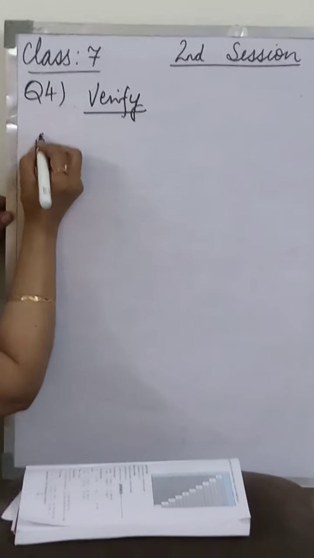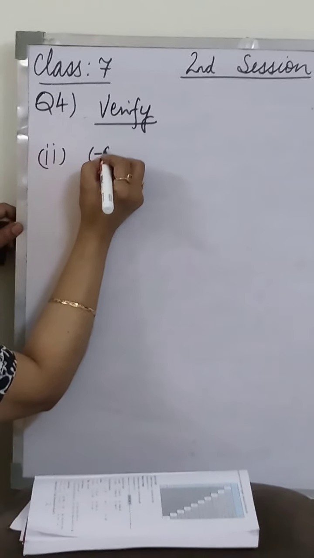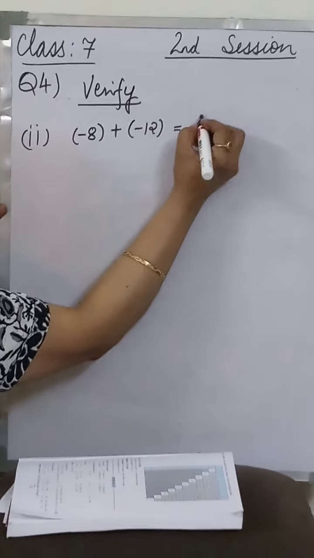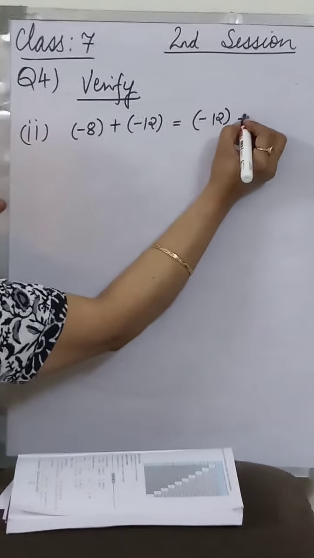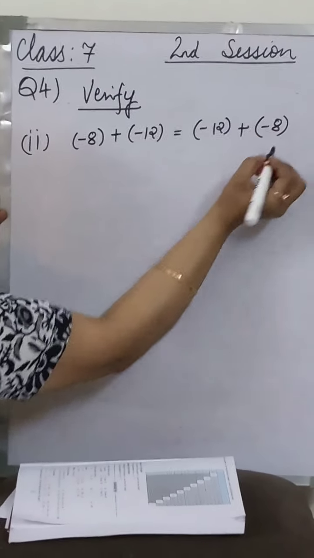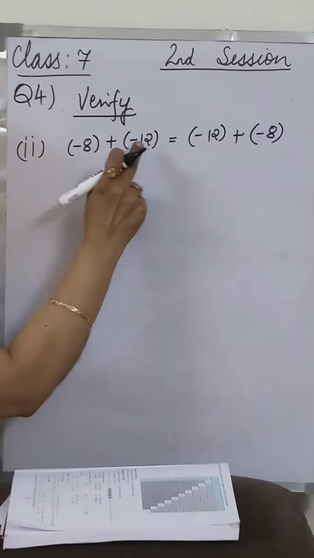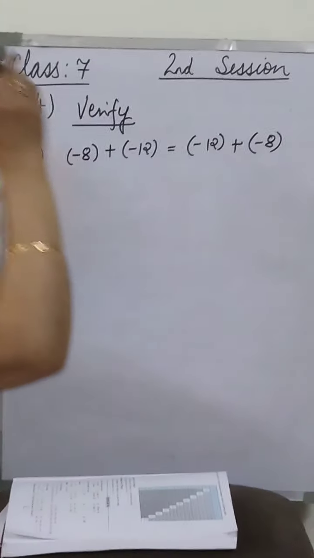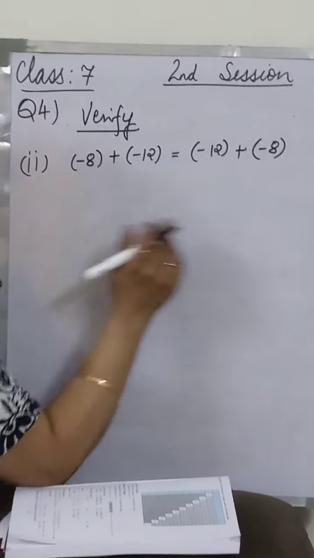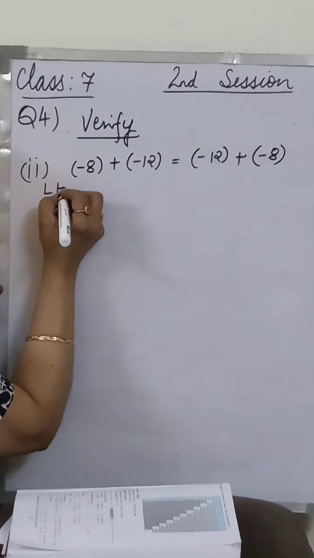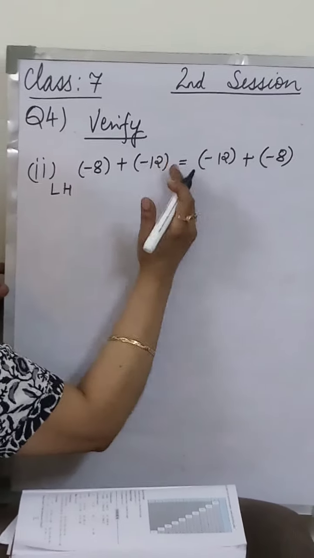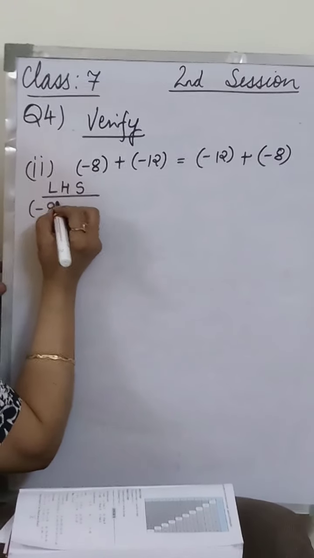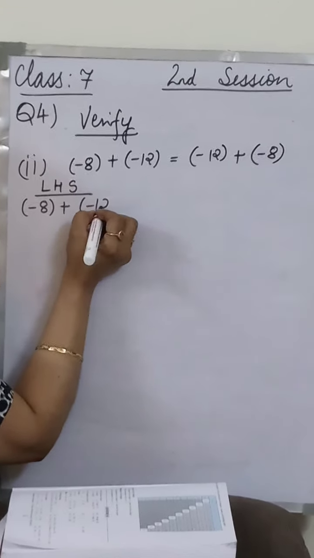I do the second bit for you, that is minus 8 plus minus 12 equals minus 12 plus minus 8. Check the identity, check which property it is. Minus 8 plus minus 12, then we change the order, minus 12 and minus 8. This is the commutative property and we have to verify it. So firstly we solve the LHS. This side is known as LHS and that side is RHS. We copy the LHS expression and we solve it.